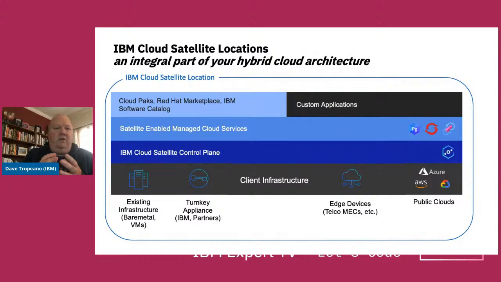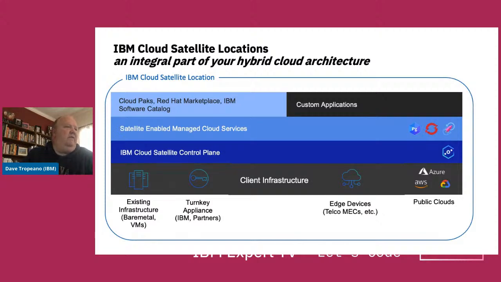When we talk about a satellite location, it's fundamentally moving a hybrid cloud or a private cloud architecture from something that the customer installs and configures and manages to something that IBM helps you provision and then IBM manages for you. So here's the way a satellite location works. It works from the bottom up. We start out with client infrastructure.